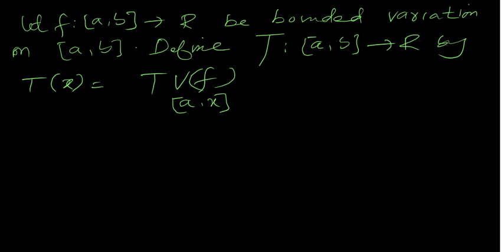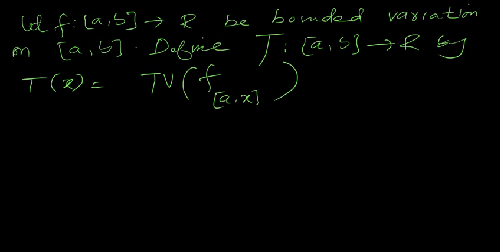We use this notation for the total variation of f over the interval ax. This is a finite number because f is of bounded variation over AB, therefore it is of bounded variation on any subinterval. So this is finite, and this is a real valued function. For each x we have some total variation.